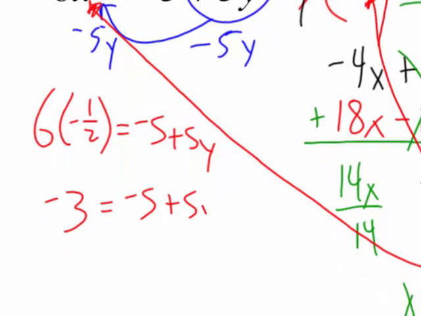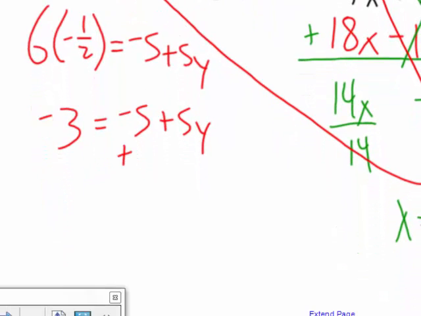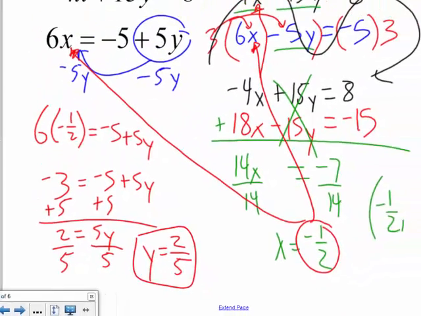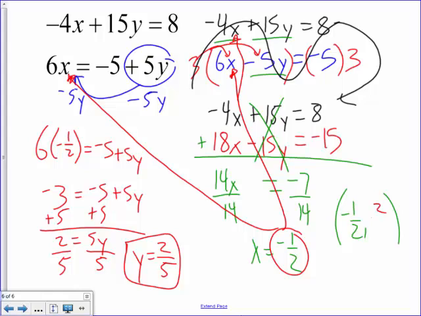And now let's go ahead and solve for y. So the opposite of a negative 5 is a plus 5. Do that to both sides. We got 2 equals 5y. And divide by 5. So y equals 2/5. So I got to put that back over here. So there's my final answer.